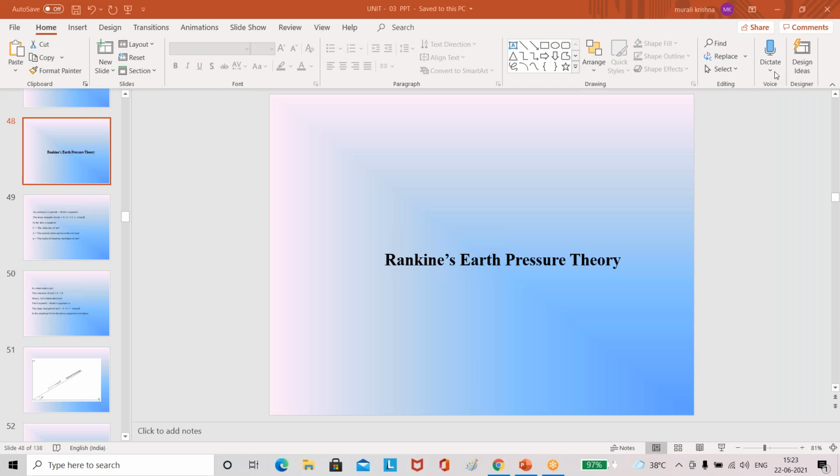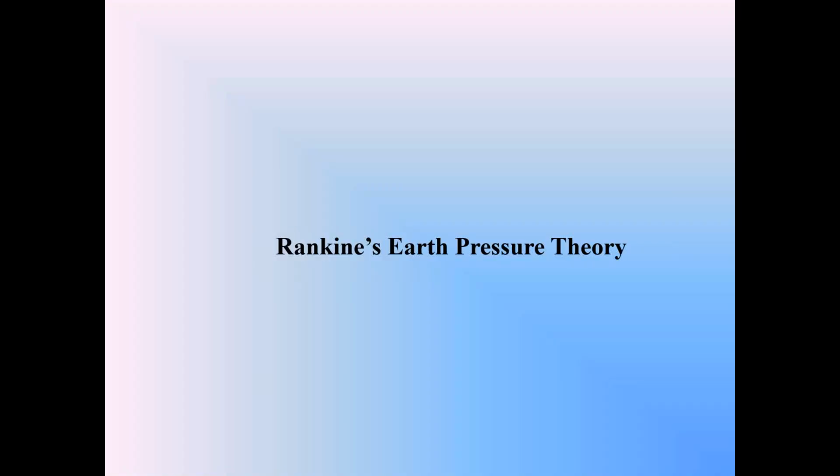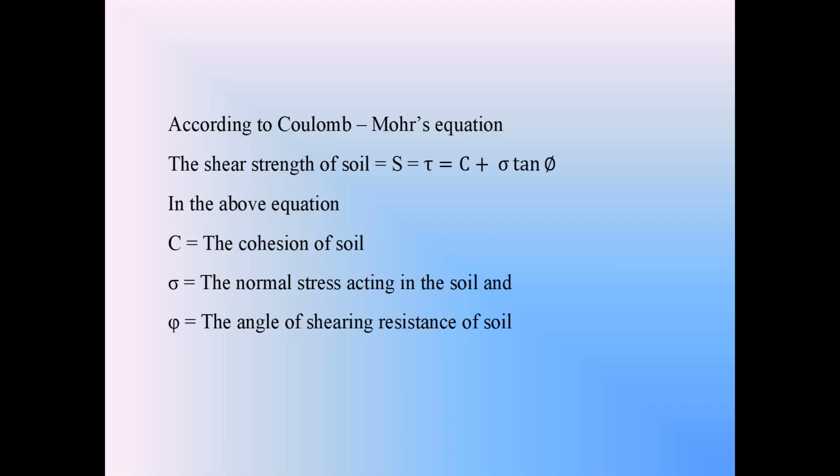So, coming to this Rankine's earth pressure theory. Before going to discuss this theory, we know that according to Coulomb's equation, the shear strength of soil is given by. So please everyone remember, in the stability analysis of soil slopes, I explained the Coulomb equation to find out the shear strength of soil. So this is the Coulomb-Mohr equation. Actually, this equation was proposed by Coulomb and Mohr. So we call this the Coulomb-Mohr equation.